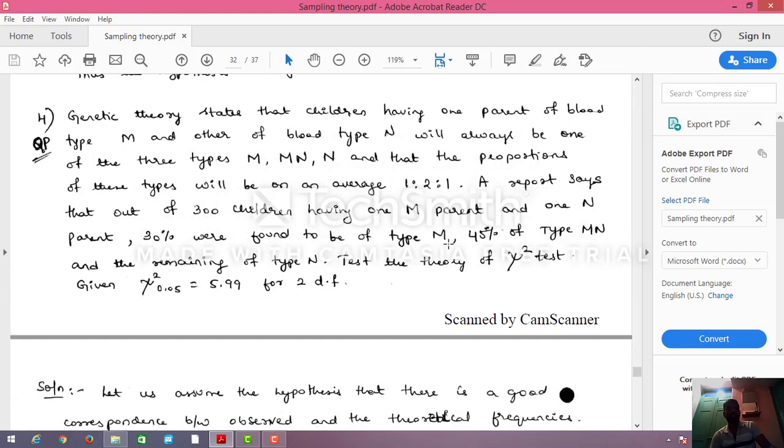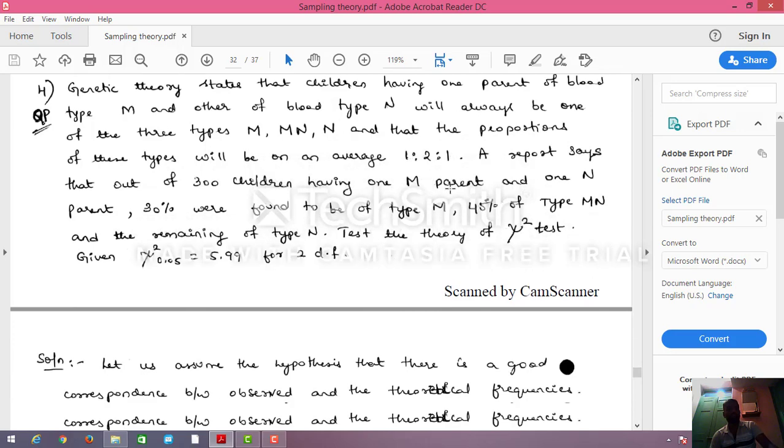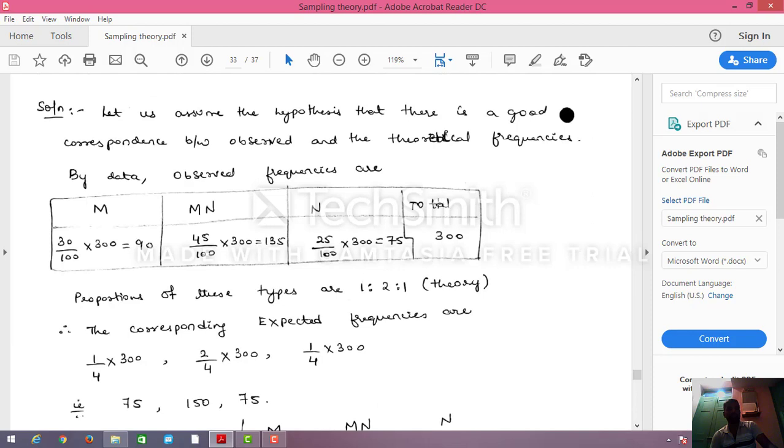For 1:2:1, what is it? 1 plus 2 is 3, 3 plus 1 is 4. So the total should be 4. Now for M type it is 1 by 4 into 300. For MN type it is 2 by 4 into 300. For N type it is 1 by 4 into 300.